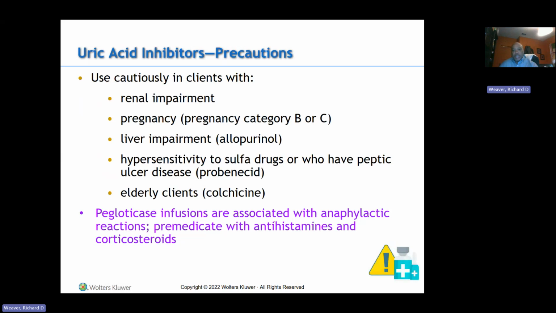Now, anaphylactic reactions have been seen with pegloticase infusions.